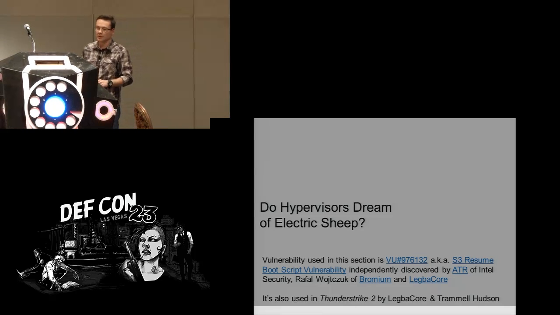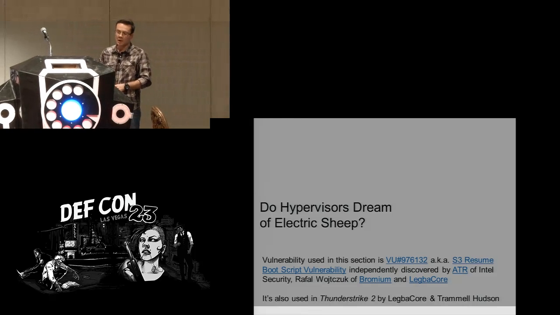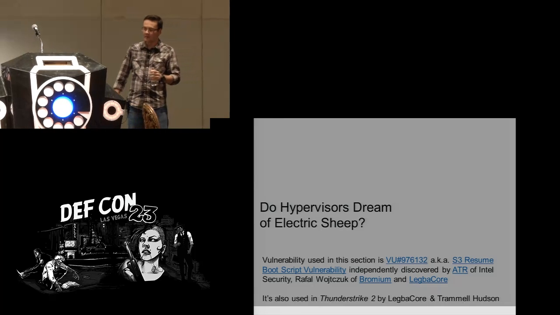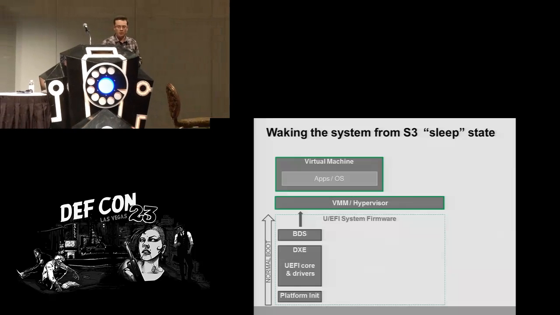Next, we'll show a completely different issue, which was discovered by multiple folks, including multiple teams, including our team, as well as Rafal from Bromium and researchers from Legbacore. This vulnerability is known as the S3 resume boot script vulnerability, and Trammell and Xeno used it in the Thunderstrike 2 attack on Macs yesterday. So we'll use that attack.